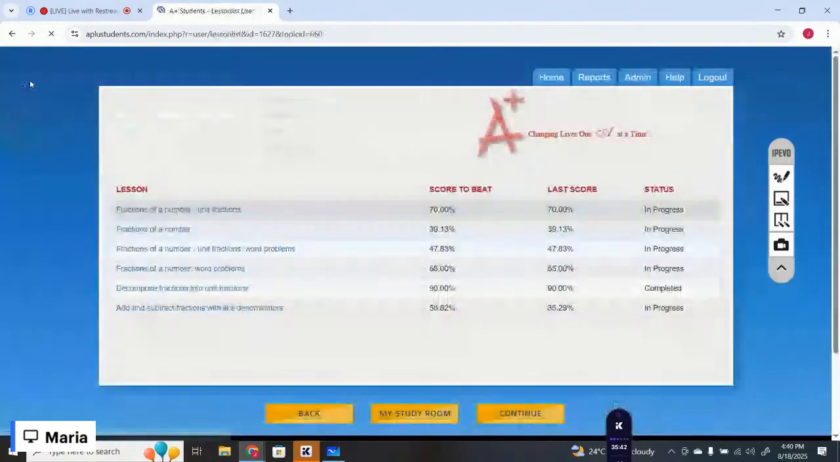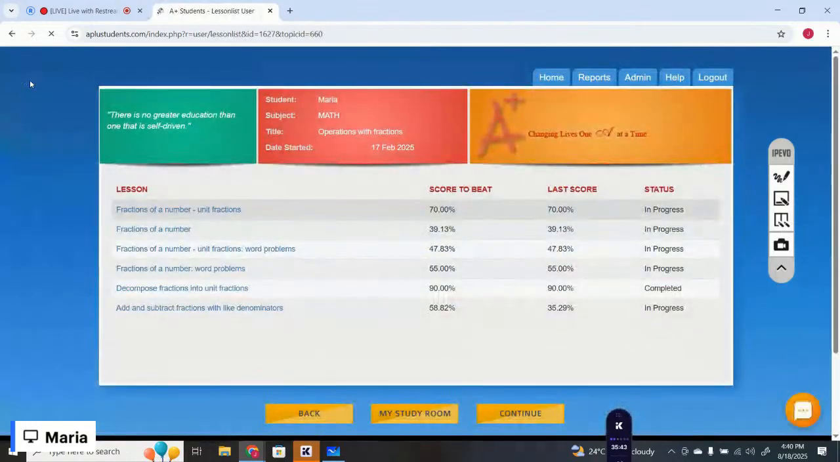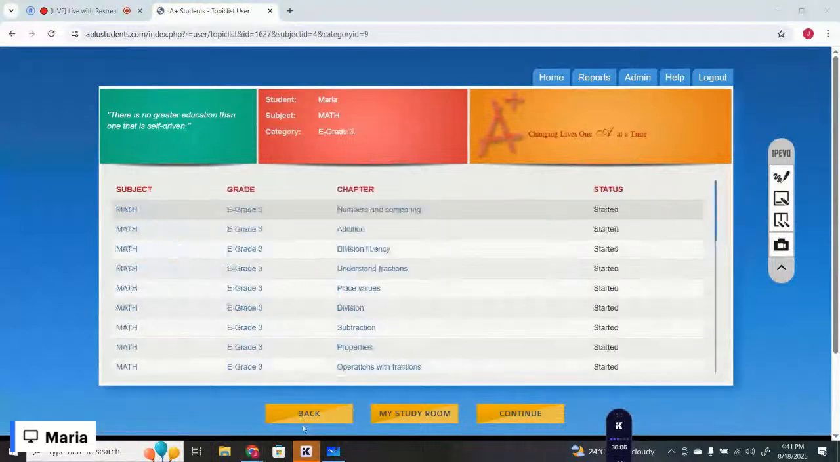So we were working on grade 3 math. The chapter we were working on is operations with fractions. The lessons we have covered today are fractions of a number, unit fractions, fractions of a number unit fractions word problem, and fractions of a number word problems. So please make sure before the next session you complete all the practice questions for the lessons we just did.